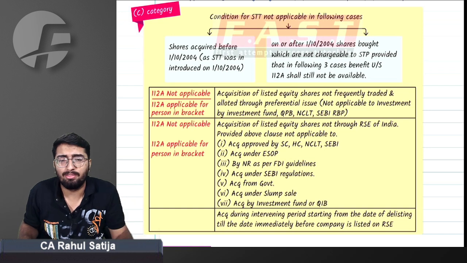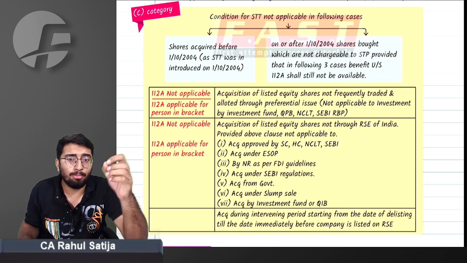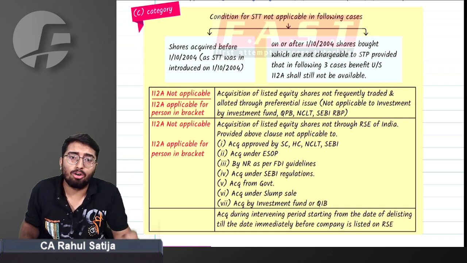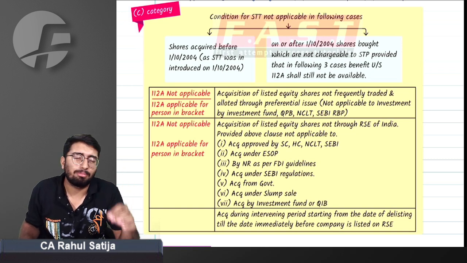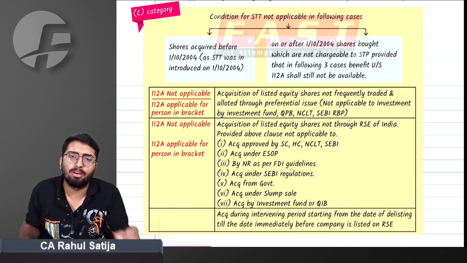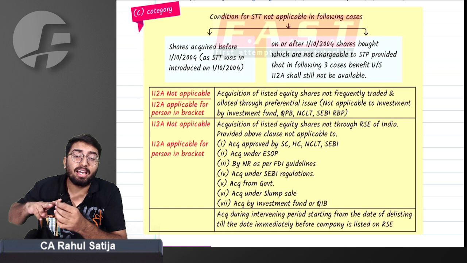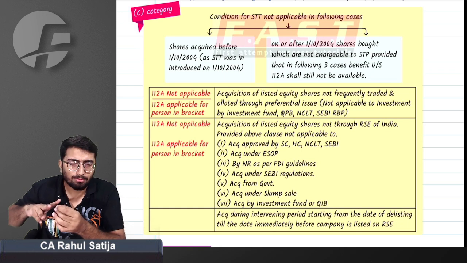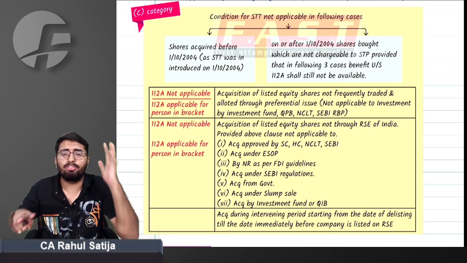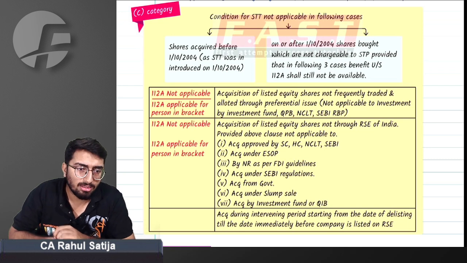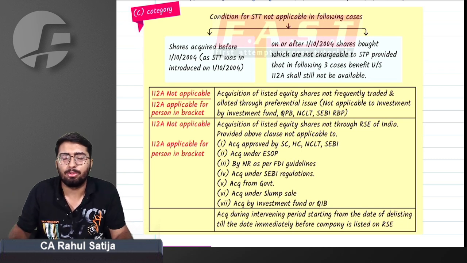Sir, qualified institutional investors, persons buying on behalf of an order of NCLT, or on behalf of an order of RBI, or on behalf of SEBI, or on behalf of any investment fund. These people, even if they buy shares that are not frequently traded, will still be eligible. They will be eligible for 112A capital gain.